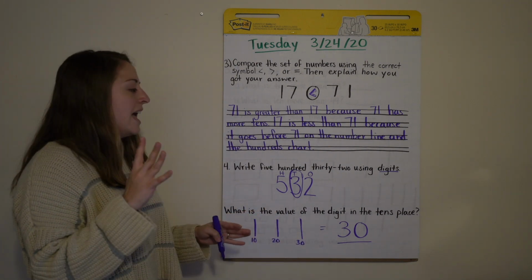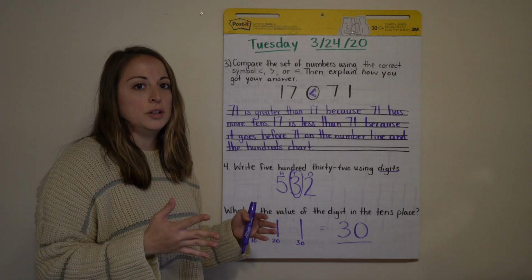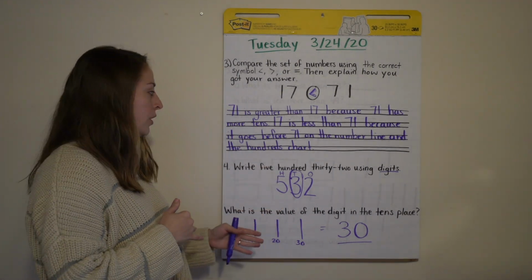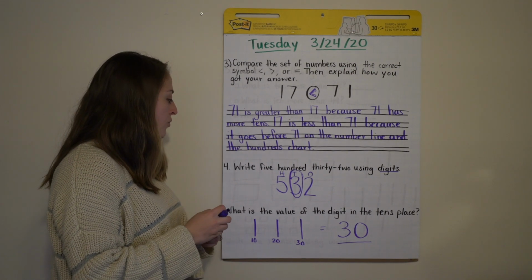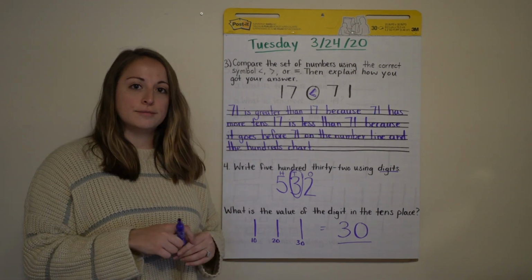Remember, circle anything that you think you have trouble on. That way you can go over your answers with your teacher. All right, we're going to move on to question number 5.